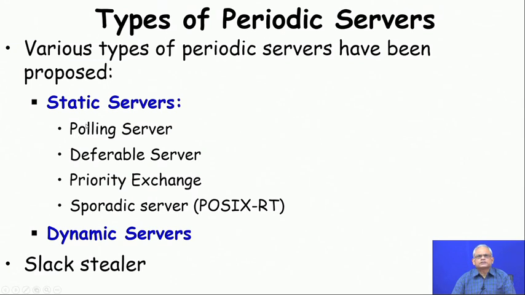There are several types of static servers: the polling server, deferrable server, priority exchange and sporadic server. The sporadic server is the one which is supported by the POSIX real time standard. The polling server is possibly the simplest among them, and we will discuss the polling server in the next few minutes. The other ones, the deferrable server, priority exchange and the sporadic servers, are simple improvements over the polling server. So, we will look at only the basic concepts here, and if necessary you can read the textbook that we are referring to for the other types of static servers.